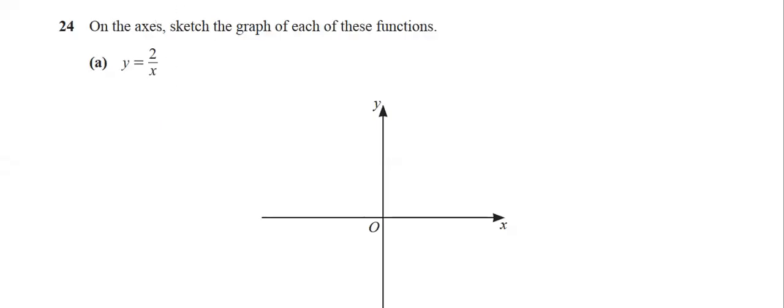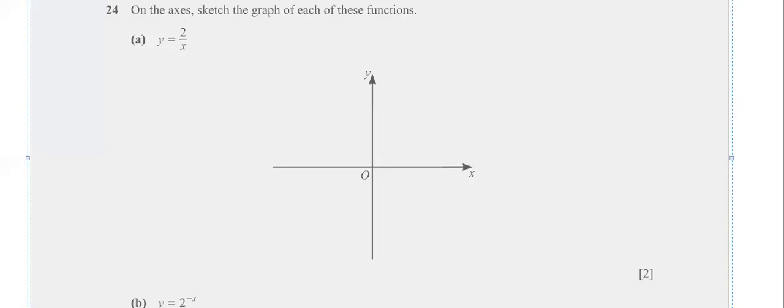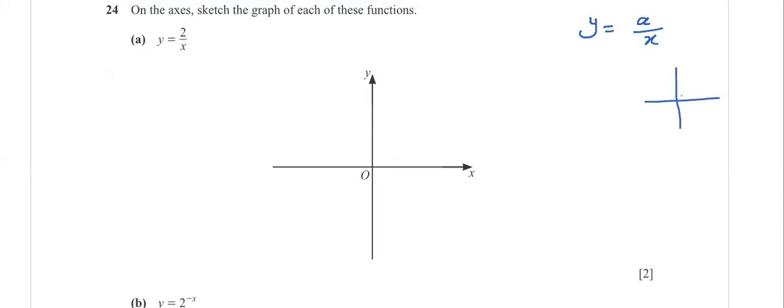Now the question is saying that you have to, on the axis, sketch the graph for each of the following functions. The axes are even given, you have to sketch them. Remember, if you have a graph of this type, y is equal to any constant value divided by x, your graph will look like this one. If you sketch it in the xy axis, your graph will look like this one. You will just make a graph similar to that one.